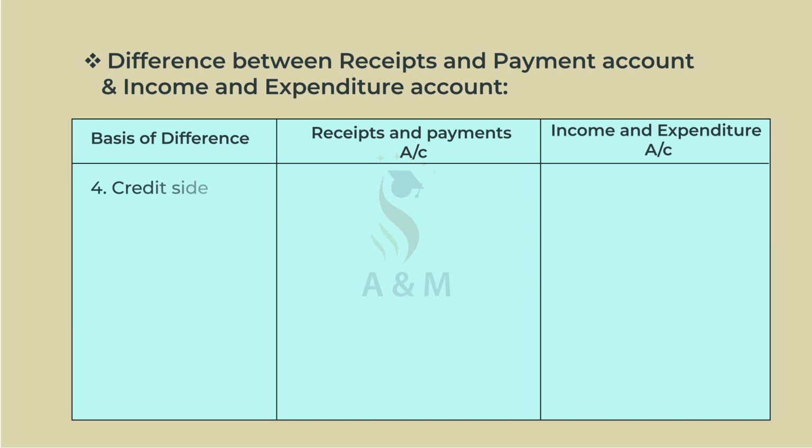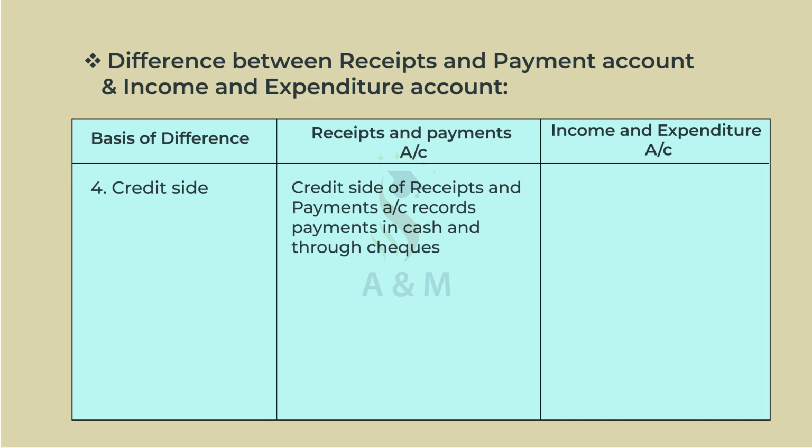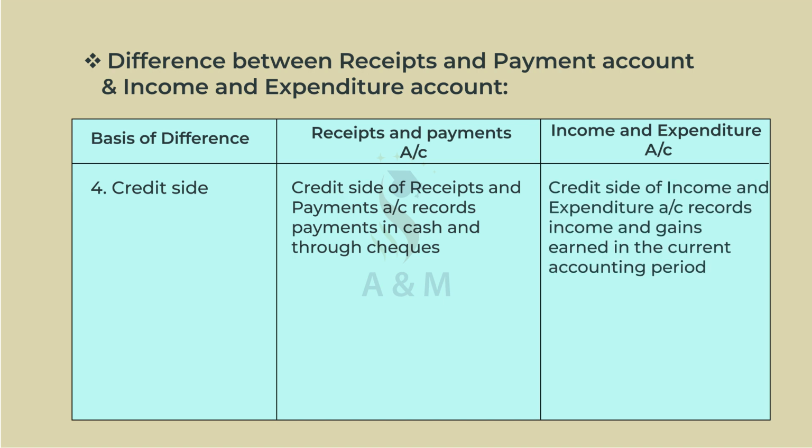Fourth, based on credit side. Credit side of receipts and payments account records payments in cash and through cheques, whereas credit side of income and expenditure account records income and gains earned in the current accounting period.